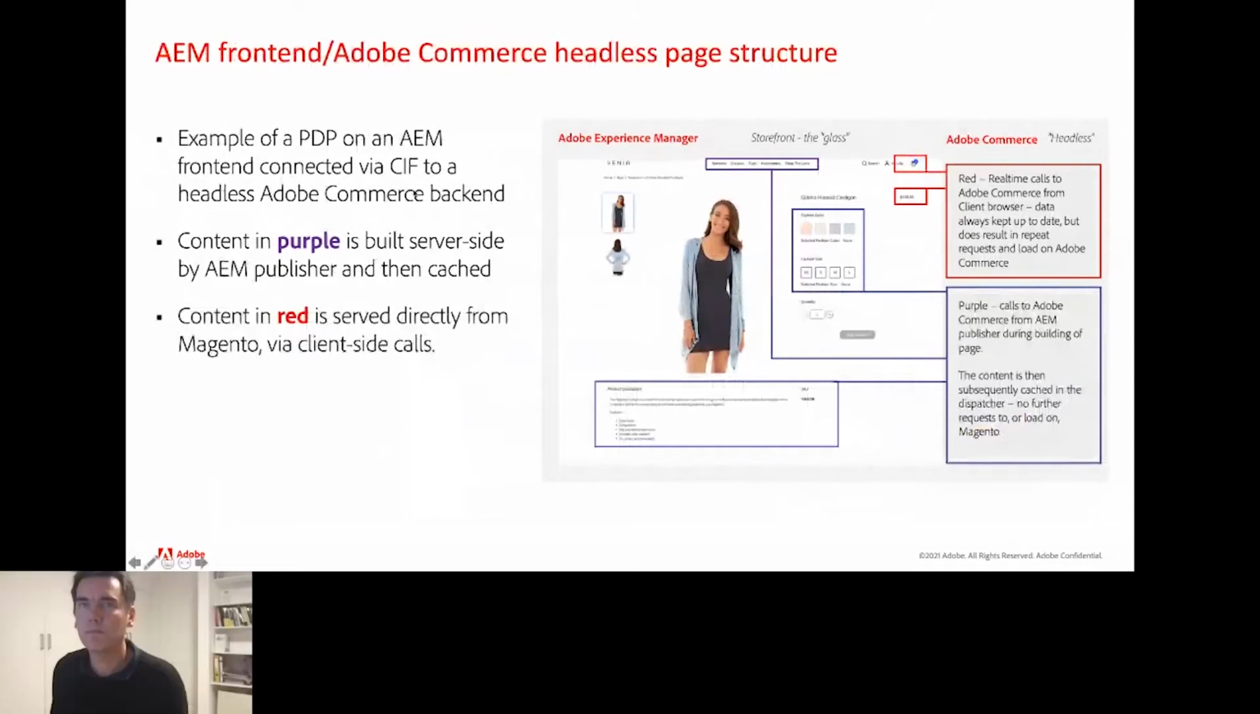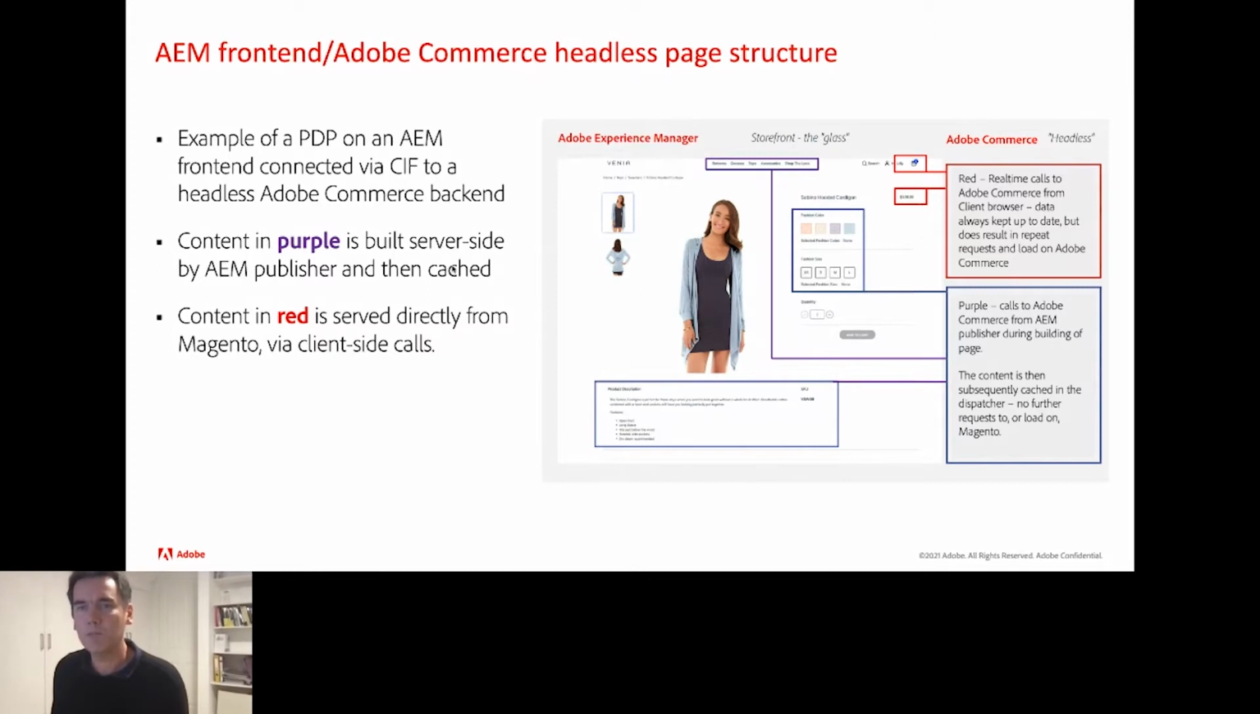So here we've got an example of a PDP, or a product detail page, on an AEM front end, which is connected via SIF to a headless Adobe Commerce backend. E-commerce pages such as the product detail page and product listing pages are unlikely to change frequently and so can be rendered once on the AEM Publisher and then cached in the dispatcher for future visitors. The SIF core components on the AEM Publishers get data from Adobe Commerce via GraphQL APIs. These pages are created once and then cached on the AEM dispatcher and then delivered to the browser.